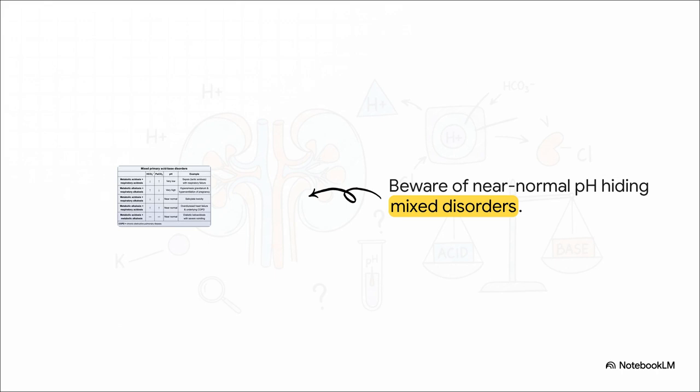Here's another massive trap. The deceptively normal pH. Examiners absolutely love using a near-normal pH to hide deadly mixed primary acid-base disorders. Say you have a patient with DKA who is also throwing up violently. The metabolic acidosis from the DKA basically cancels out the metabolic alkalosis from the vomiting. The same exact thing happens with an over-diuresed heart failure patient who has underlying COPD or someone with salicylate toxicity. A pH of 7.4 does not mean your patient is fine. You have to check the bicarb and CO2 to uncover what's really going on.